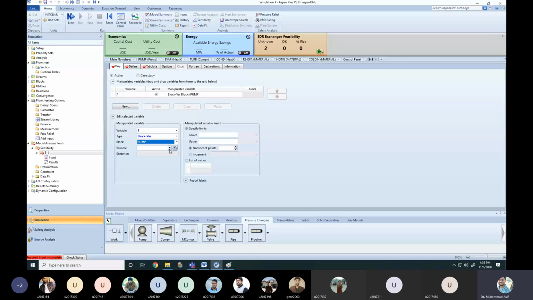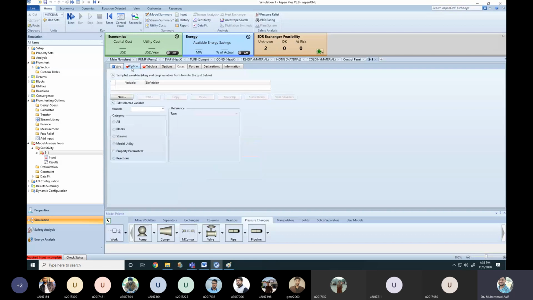And which variable you want to change? The pressure. Where is pressure? That's a pressure. So we want to vary the pressure. So let's say I want to vary from 5 to 12. And how much is the increment? So let's say increment is 1. I mean, between 5 and 12, the increment is 1. Right? So this is the variable.